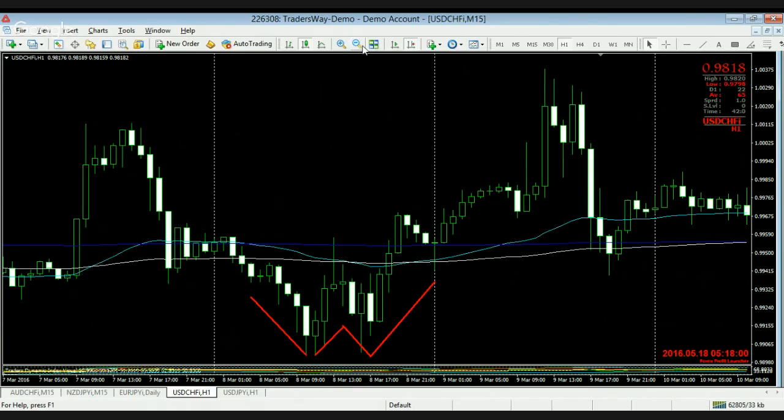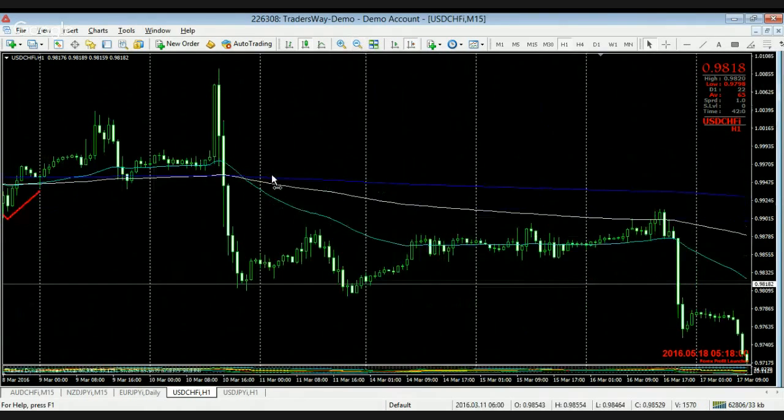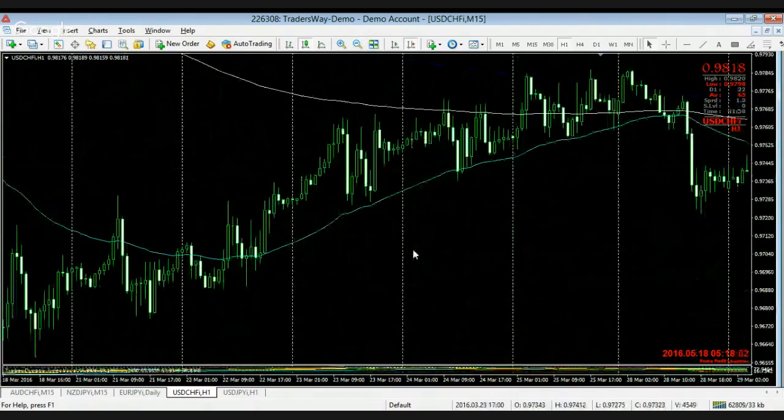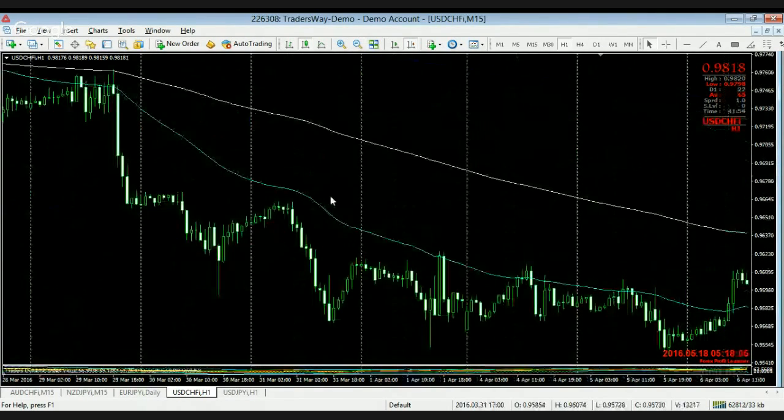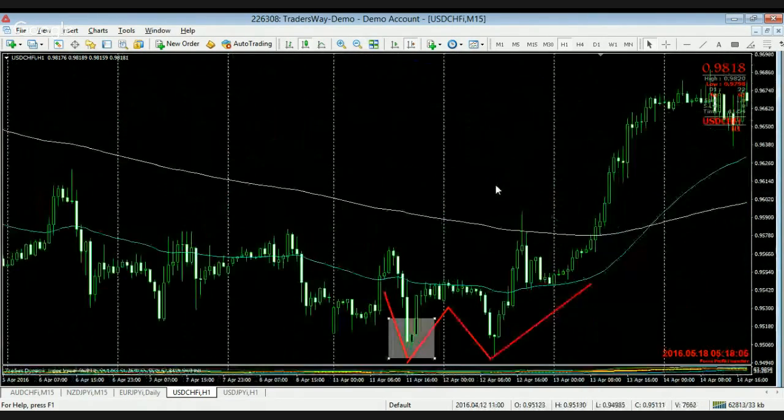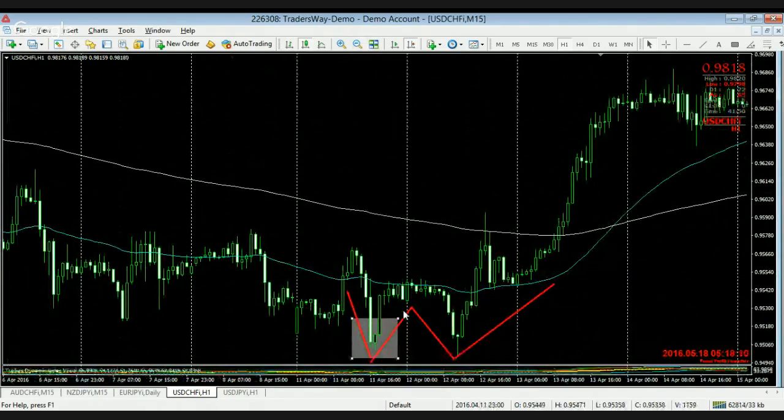Now, when the previous example showed this, it happened on separate days, right? Second leg was formed the day after. What this is called is a multi-session W, because it took multiple sessions for it to form.